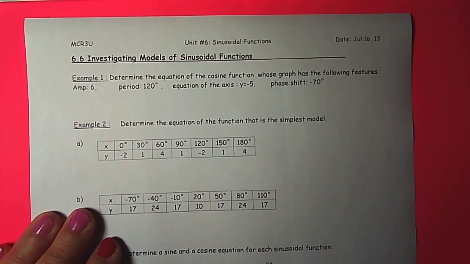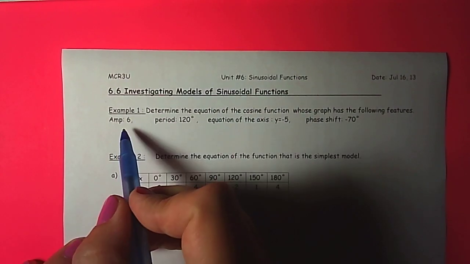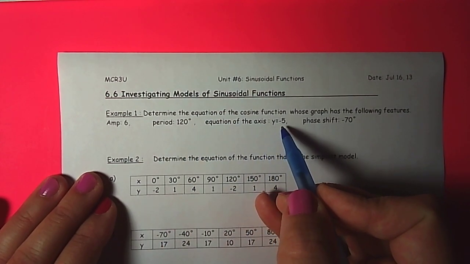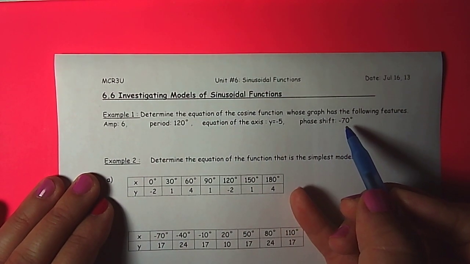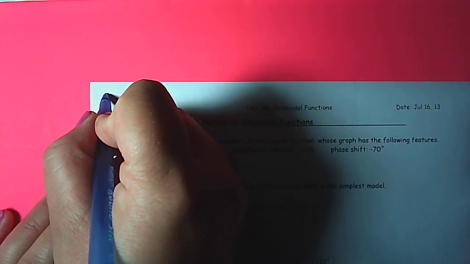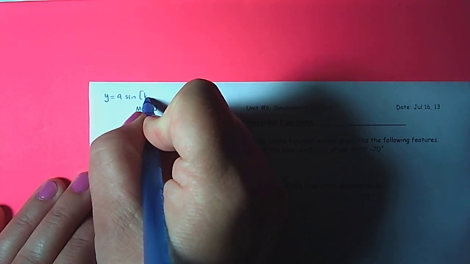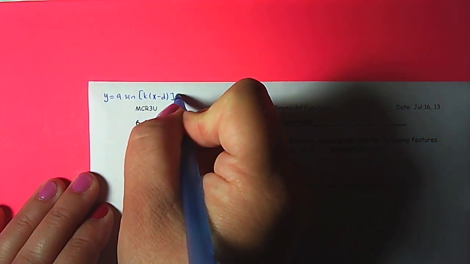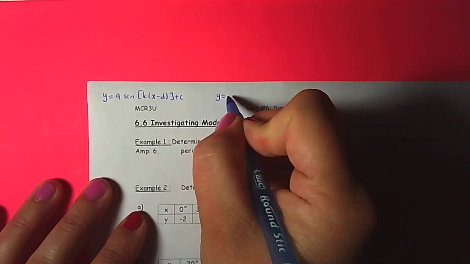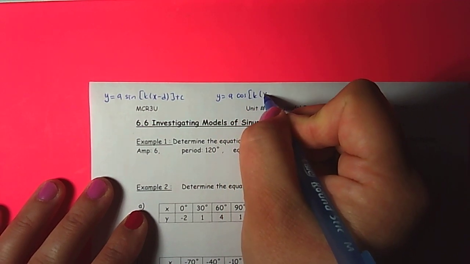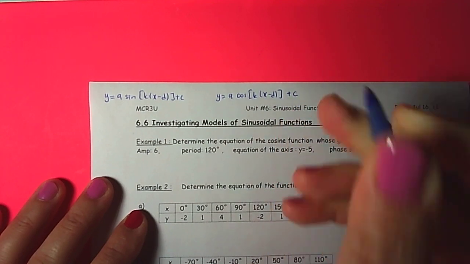Determine the equation of the cosine function whose graph has the following features. Amplitude is 6, period is 120, equation of the axis is y equals -5, and phase shift is -70 degrees. So let's write the transformations for sine or cosine functions. y equals a times sine k times x minus d plus c, and for cosine it is the same thing, a times cosine k times x minus d plus c.